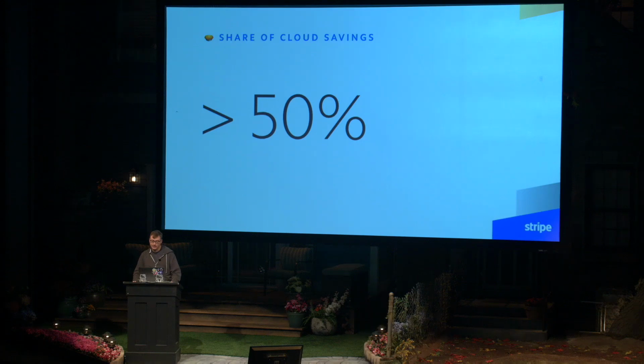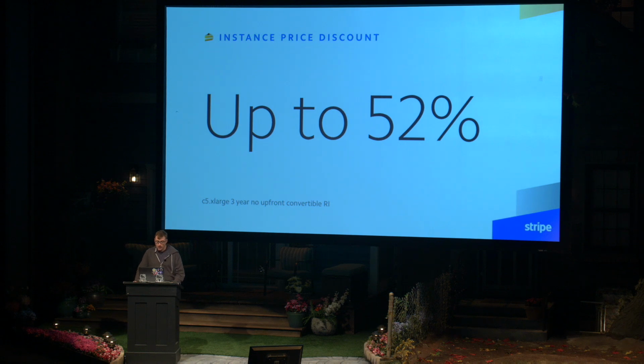We believe that of all the savings you're able to eke out of AWS, about 50% of them come from reserved instances. Really big deal, worth understanding how these work so you can leverage them in your own use of AWS. Additionally, on a per instance basis, the discounts can be up to 52%. I pulled this number by looking at the excellent EC2 instances.info and looking at the cost of a C5 X large instance with a 3-year, no upfront convertible reservation.